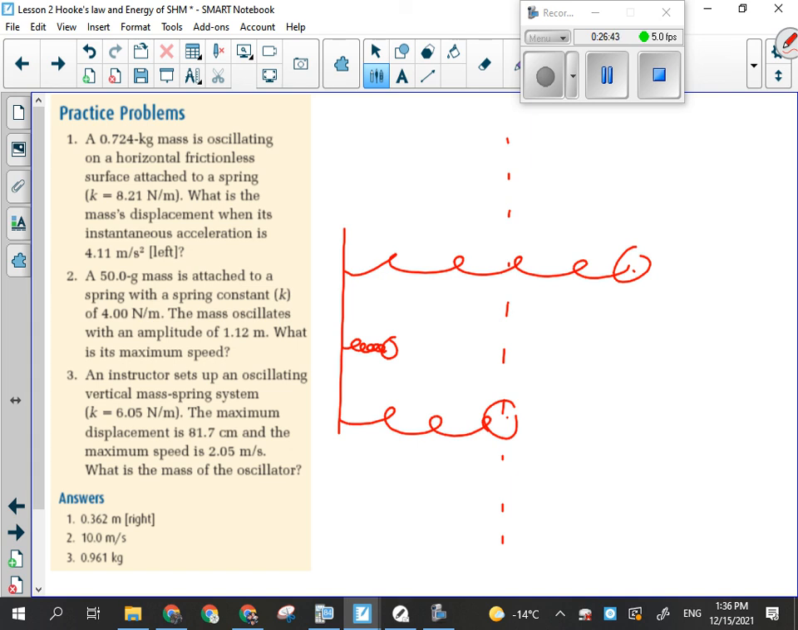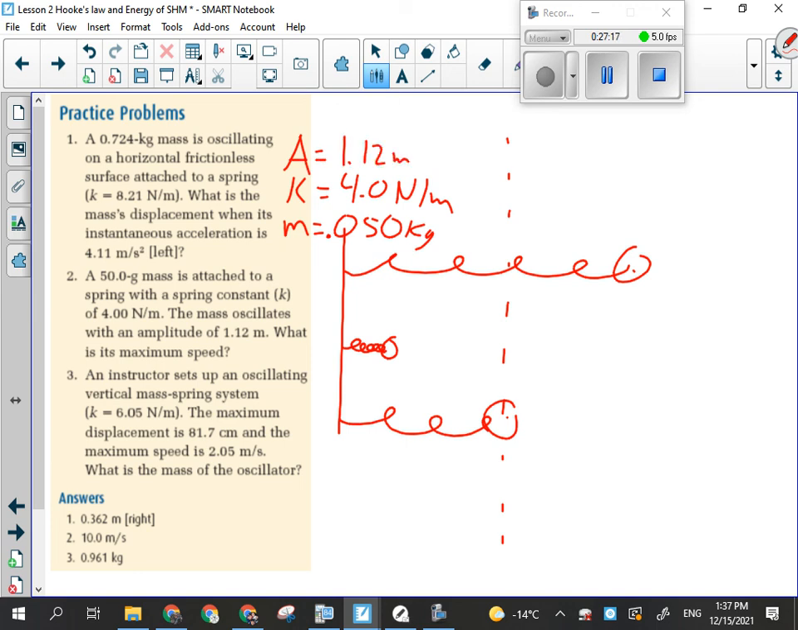But in a conservation of energy question, we're always comparing initial position and final position for this object. All right, so this is a conservation of energy question. Here's what we know. Mass is 0.050 kilograms, 50 grams, and it's attached to a spring that has a spring constant of 4 newtons per meter. The amplitude is 1.12 meters.